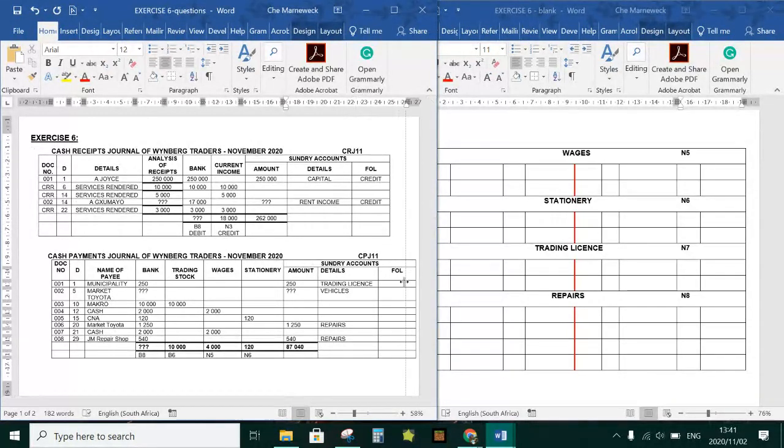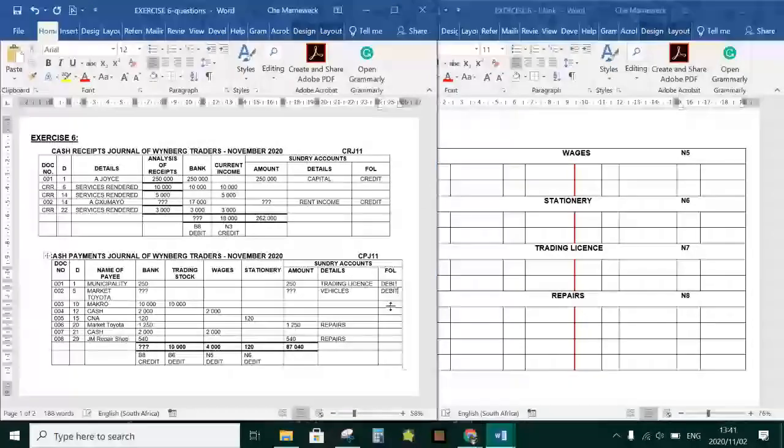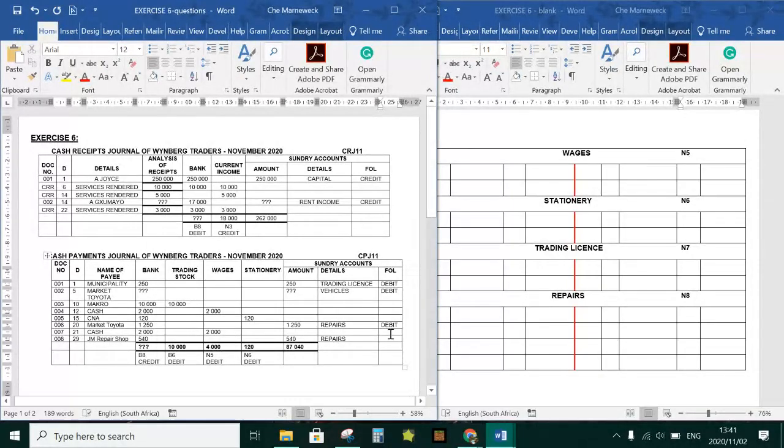When you post from the cash payments journal, we are going to swap bank around. So if we debit bank in the cash receipts journal, we credit bank in the cash payments journal. So if we credit bank, every other account goes on the debit side. So if it's a column or if it's in sundry, it's going to go on the debit side. Debit, debit, and the last one, debit.